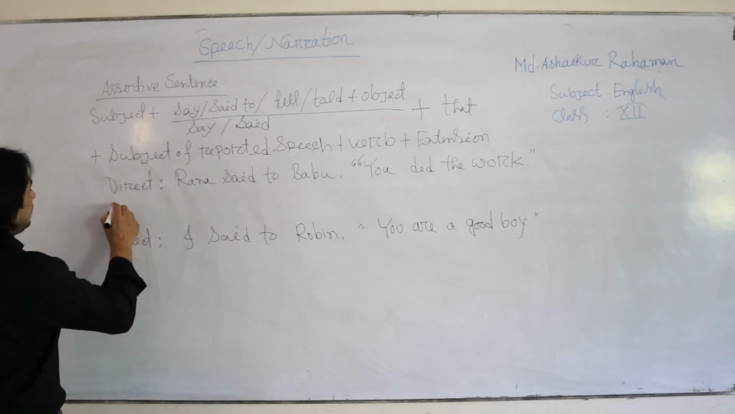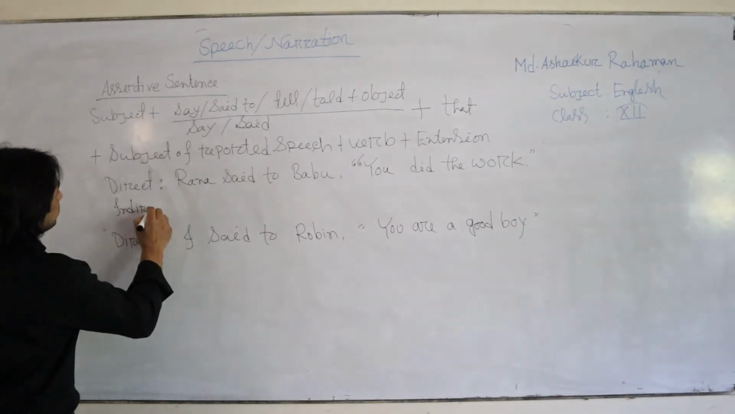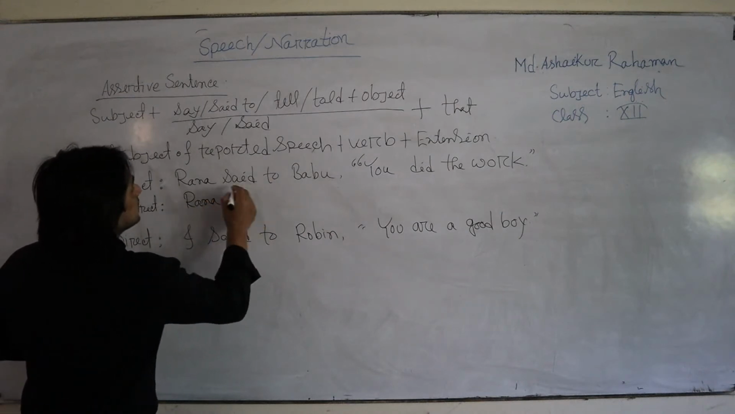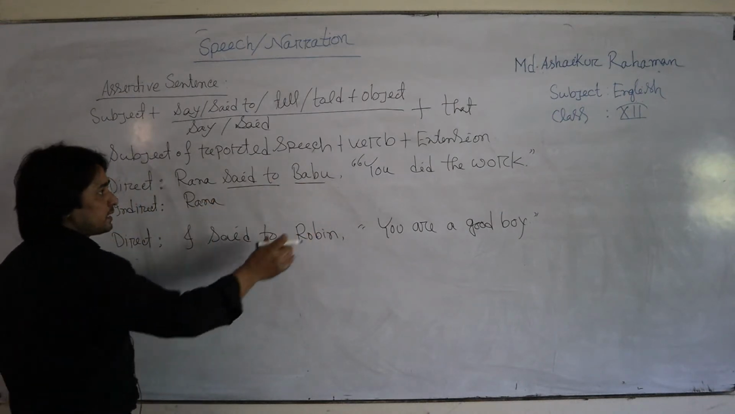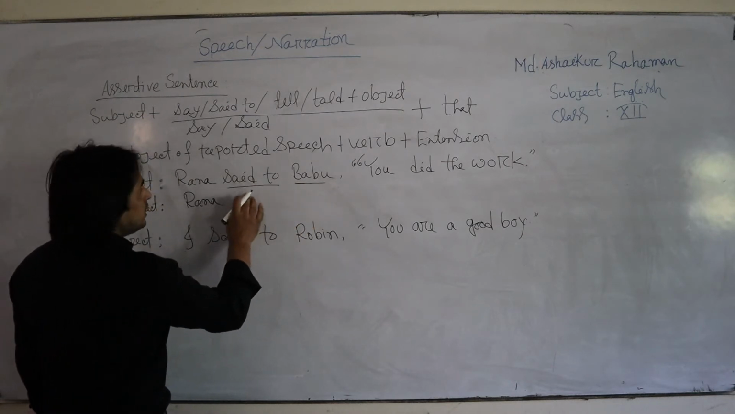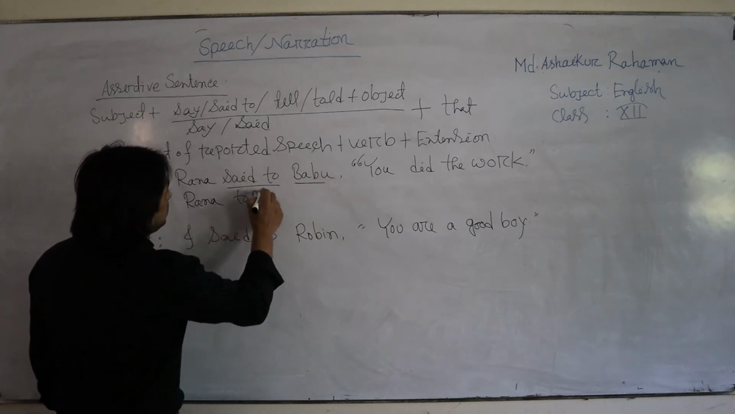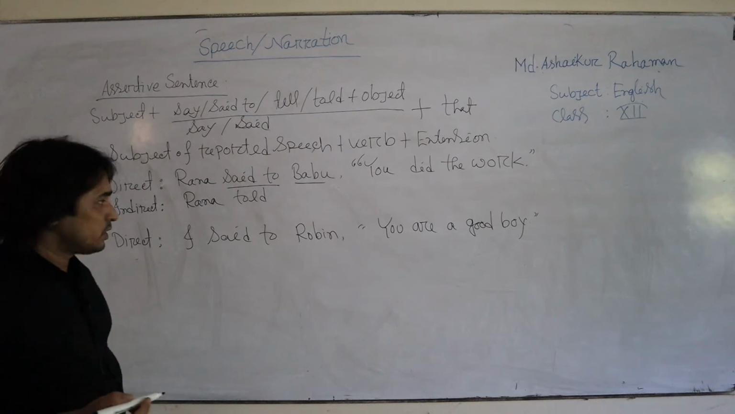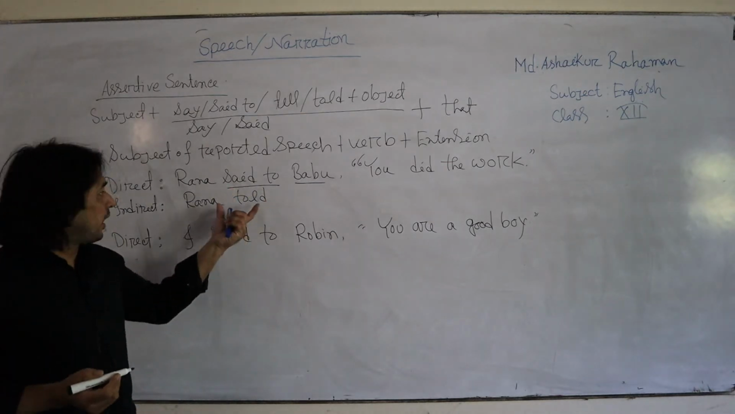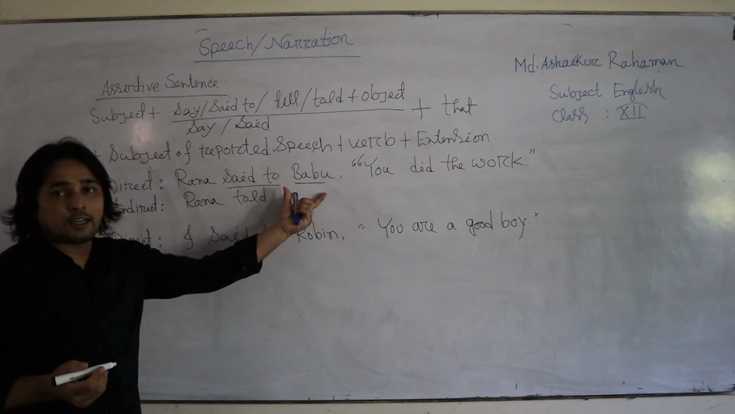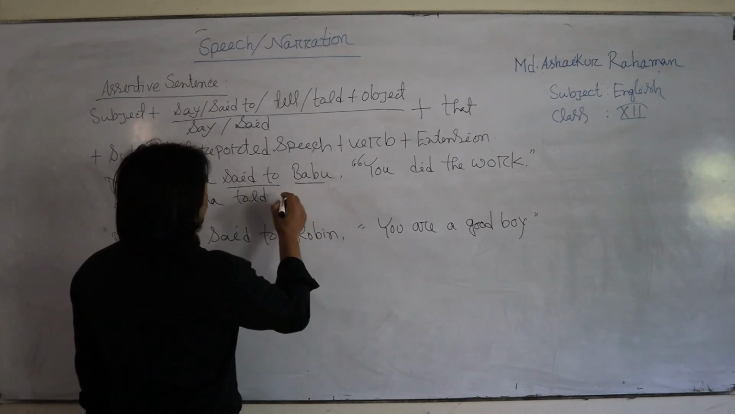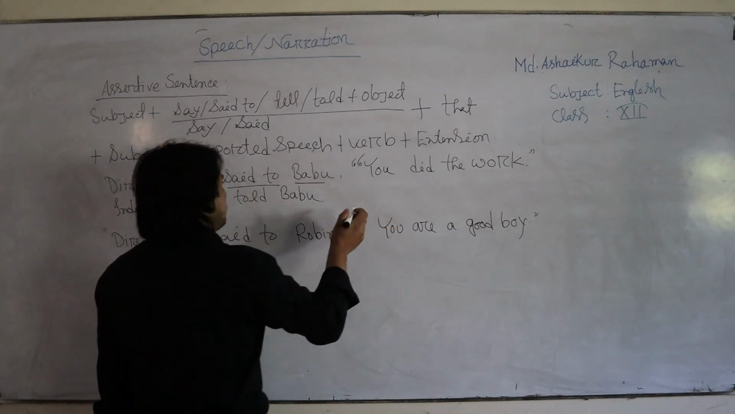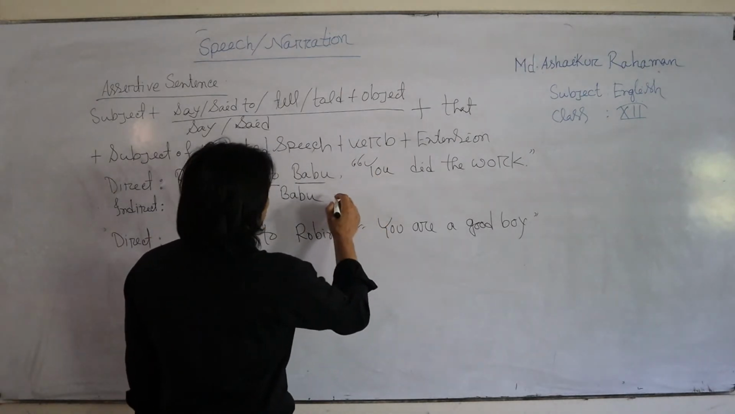So if we turn it indirect, according to the rule, Rana said to, as there is an object Babu, we need to use said to or told. Told is better because if you use said to, that will be bad English. So avoid using said to, try to use told when you find an object in the reporting speech. So Rana told Babu. Here, instead of inverted comma, we usually use that.